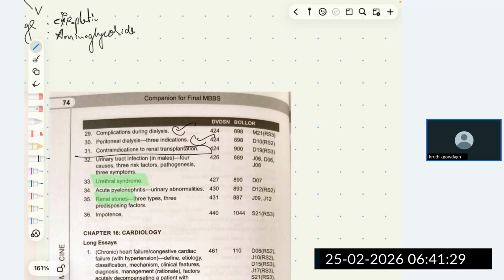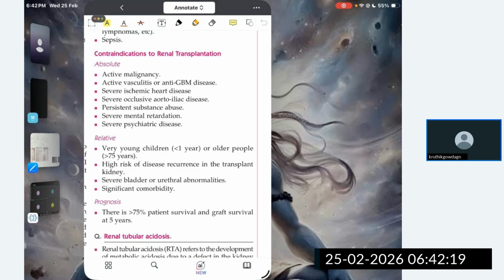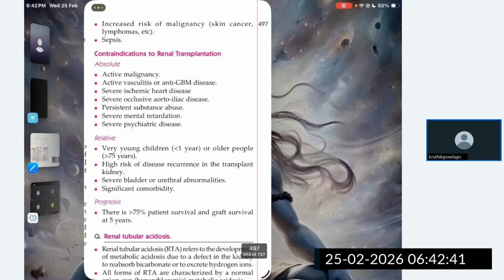Okay, contraindications of renal transplantation. Absolute contraindications are active malignancy, active vasculitis, anti-GBM disease, severe occlusive iliac disease, persistent substance abuse, severe mental retardation, severe psychiatric disease. You can mention any 2 to 3 causes. You will remember active malignancy, active vasculitis, and severe ischemic heart disease.